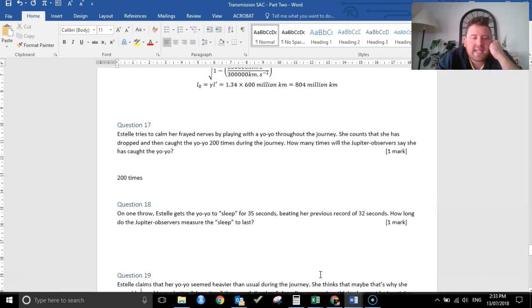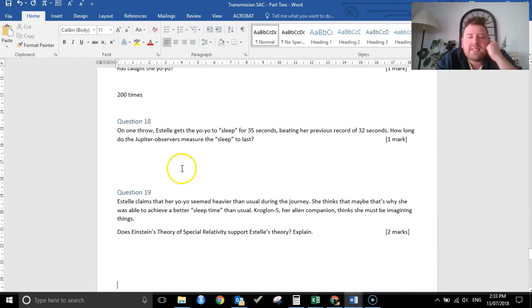Okay, question 18. On one throw, Estelle gets the yo-yo to sleep for 35 seconds, beating her previous record of 32 seconds. How long do the Jupiter observers measure the sleep to last? Now, this is once again a question of who's the proper observer of this, who's the improper observer, who's the T dash and who's the T naught. Well, Estelle is holding the yo-yo in her hand. She puts it down here. From her point of view, the yo-yo just moves downward slowly, comes up slowly.